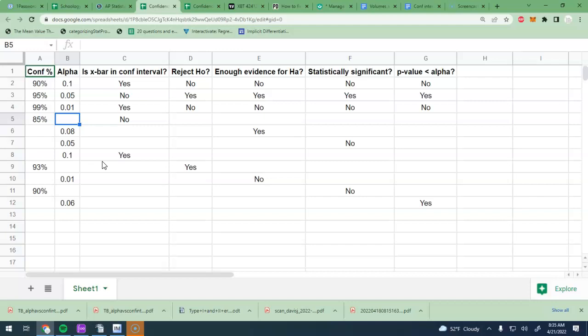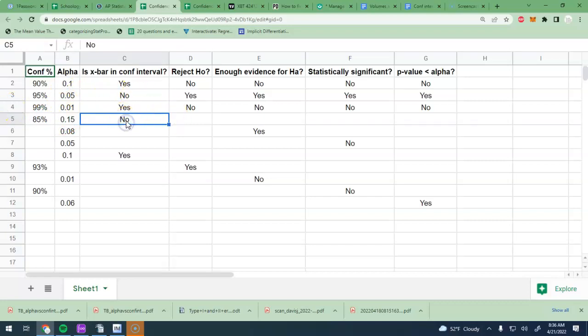Okay. So again, these two things have to add up to 1. I know it's weird because it's a percent and a decimal, but 90% would be 0.9, right? And then 0.9 and 0.1 add up to 1. 85% will be 0.85, so the alpha you'd be looking at is 0.15.